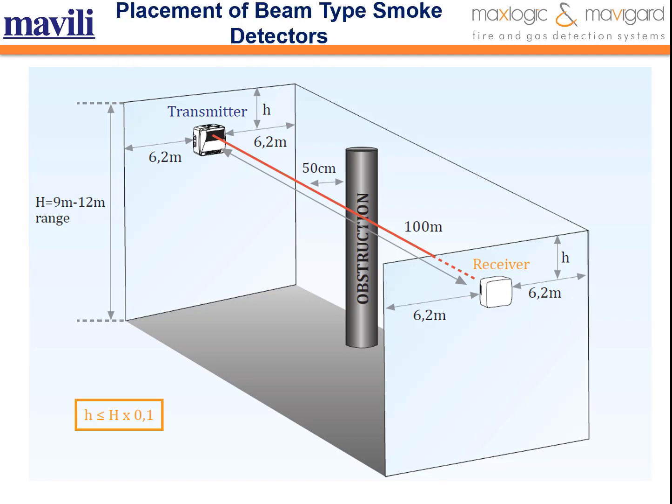Here is the placement of beam type smoke detectors. The height is 9 meters to 12 meters, and the horizontal distance between transmitter and receiver can go up to 100 meters. And the receiver and transmitter should be placed apart from the wall 6.2 meters.